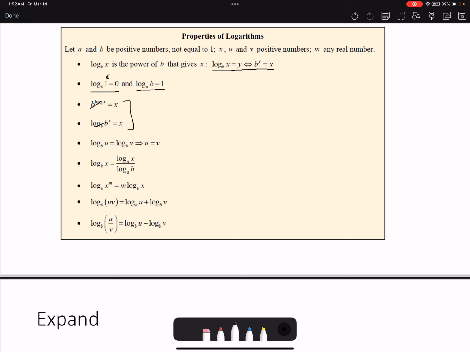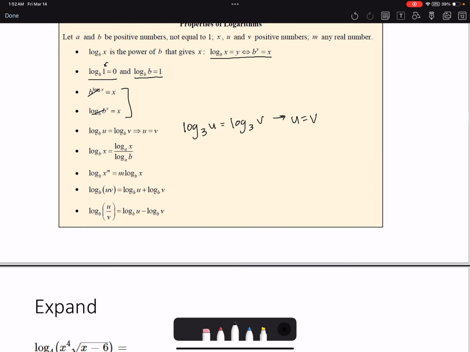If you have log base b of u equals log base b of v, then u equals v. So if you have log base 3 of u and log base 3 of v, then that means that u has to equal v. This is the change of base formula. This is where you can move the exponent down and it goes in front. And then this is the sum and difference that we just talked about. So this one is sum, this is difference.